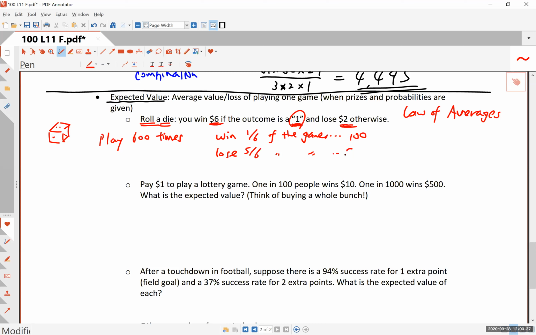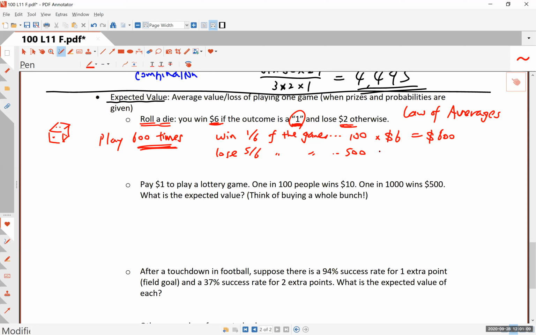And that's 500 games. So if you play 600 times, does it make sense that you win 100 times and you lose 500 times, right? If it's 6,000 times, then you win 1,000 times and lose 5,000. And each time you win, you get $6. So after playing this game 600 times, you expect to win $600. This is called your winnings, right?